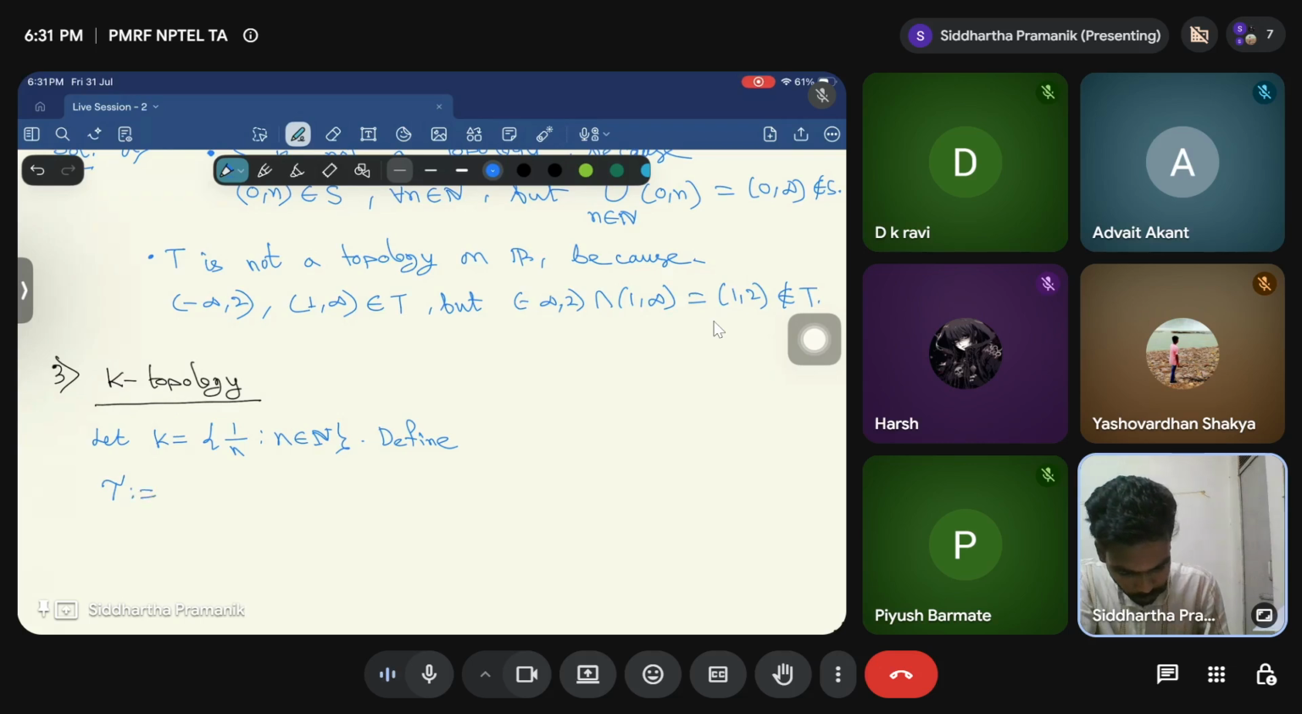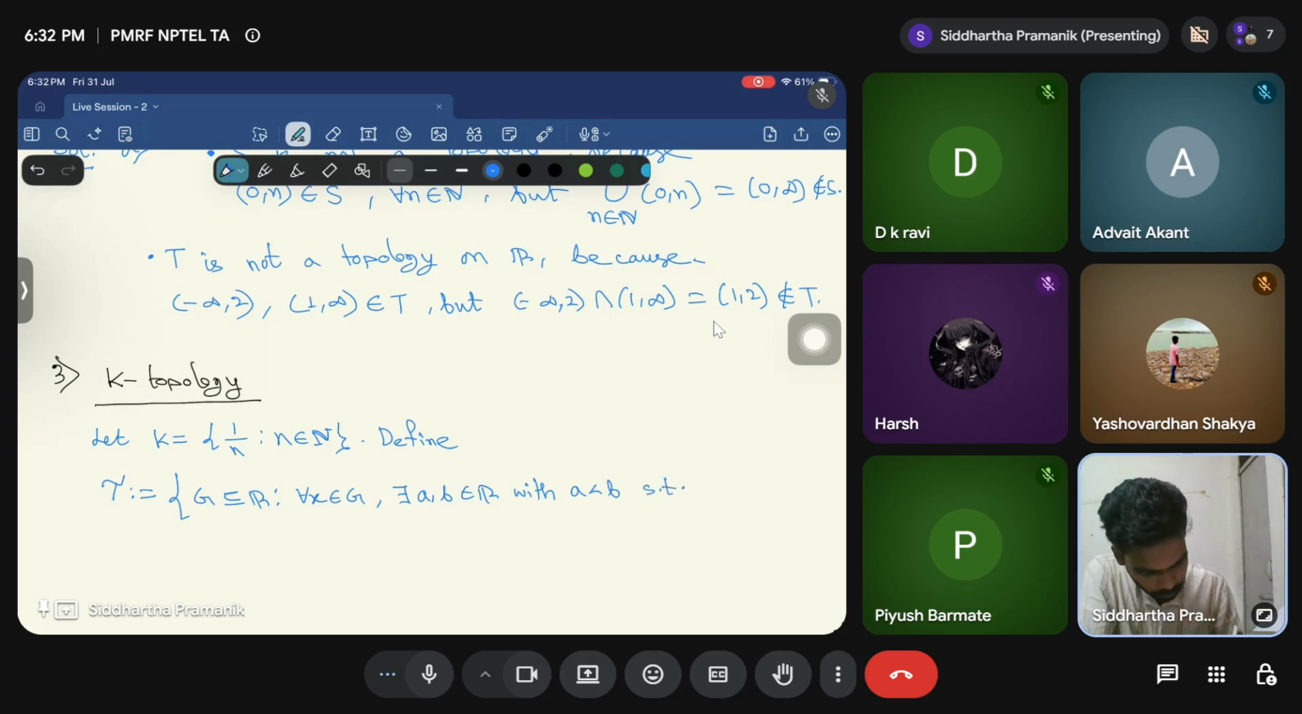So let's define this tau as all those subsets G of R such that for all x belonging to G, there exist real numbers a, b in R with a less than b, such that either x belongs to this open interval (a, b) and this is a subset of G, as we have seen in the usual topology, or x belongs to this open interval (a, b) minus K, and this is a subset of G. Okay, so this is my definition of tau.